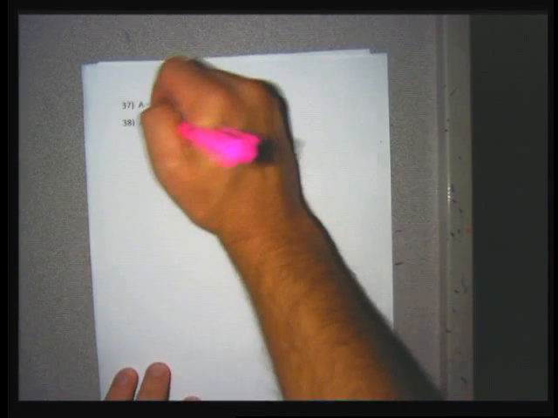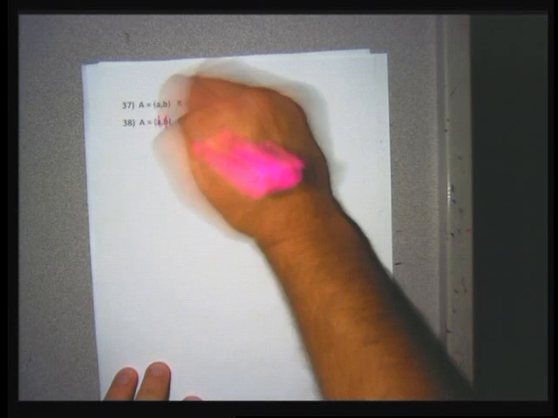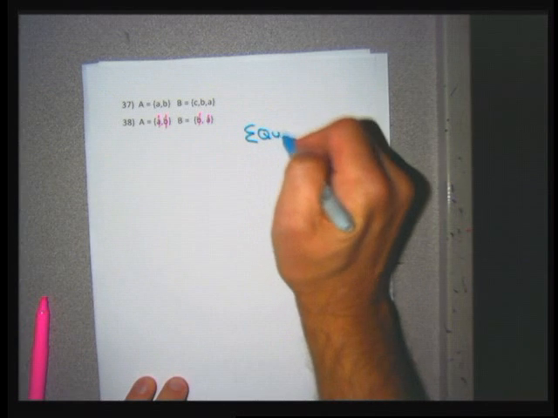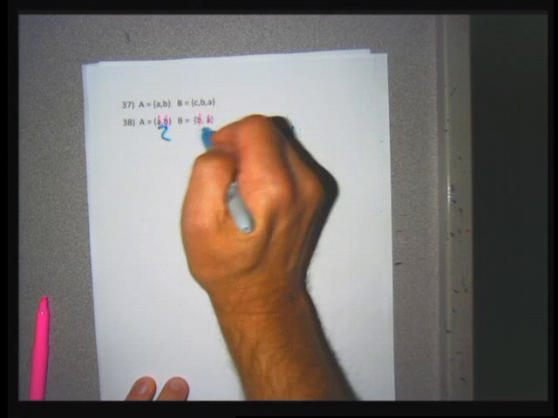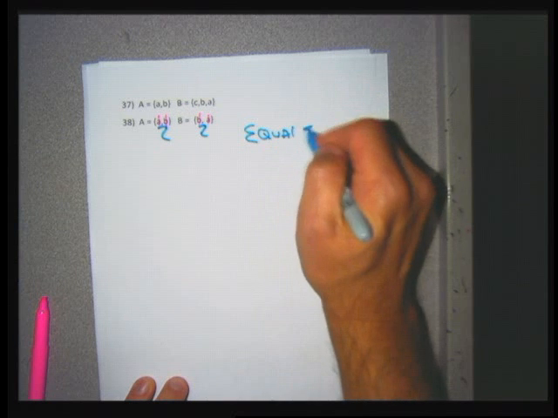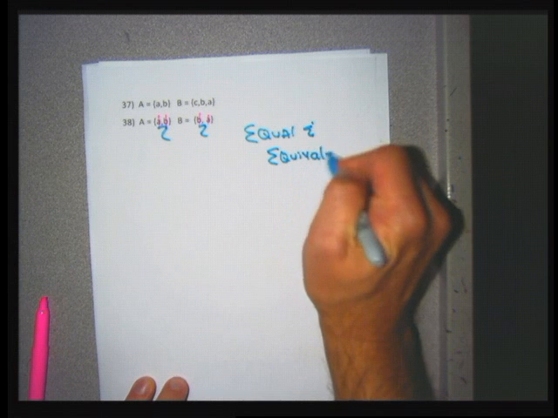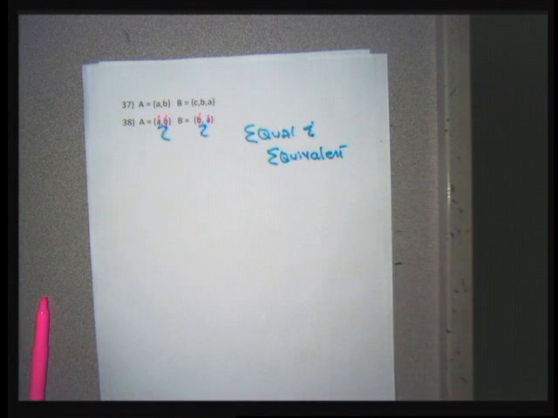For 38, they both have A, they both have B. These are equal sets because they have exactly the same elements. Set A has 2 elements, set B has 2 elements. So they're also equivalent. So my answer for 38 is these are equal and equivalent sets.